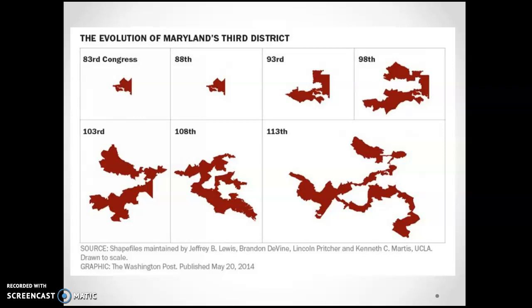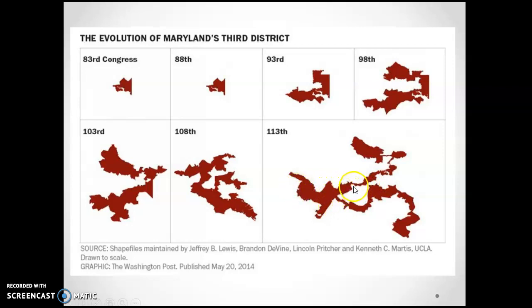To give you an example, here is Maryland's 3rd congressional district. In the 83rd Congress, which would have been about 100 years ago, you can see in the top left the shape of what the 3rd district was. 88th, it stayed the same. 93rd, it's starting to grow. But then you get all the way down here to the 113th Congress, and this is Maryland's 3rd congressional district.